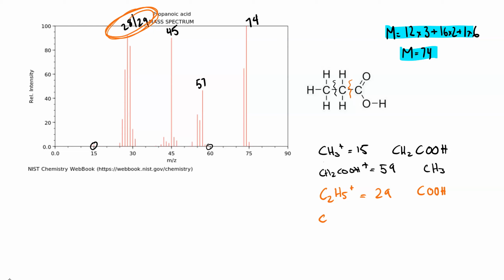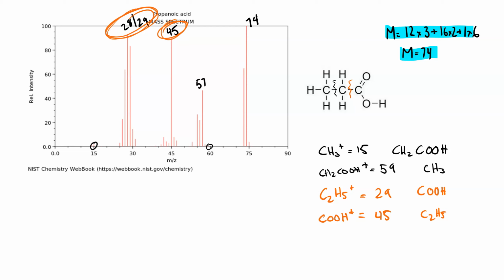We could also create that COOH ion, which would have a mass of 45, and we would have on the other side the C2H5 free radical, which wouldn't show up on our spectra. And look what we also see. We see a whole bunch of that 45 ion.